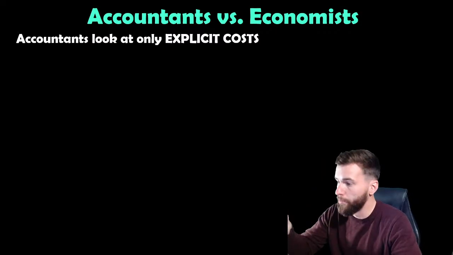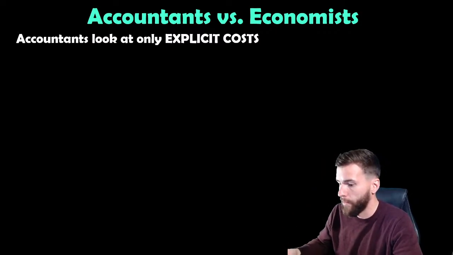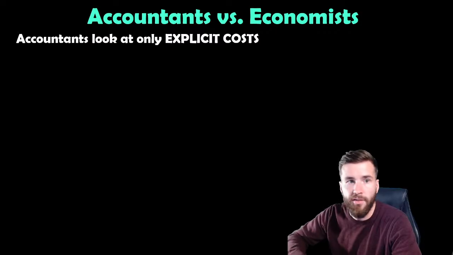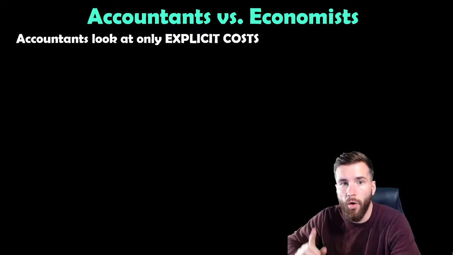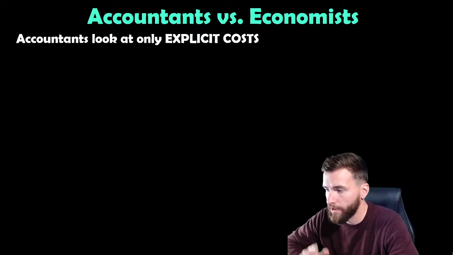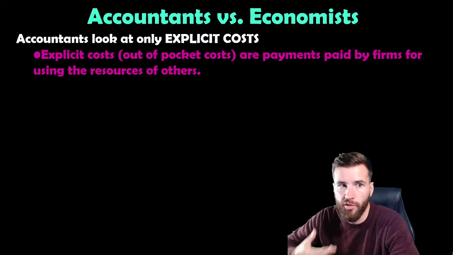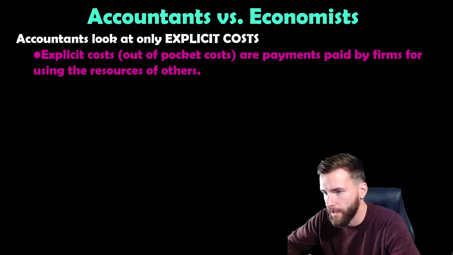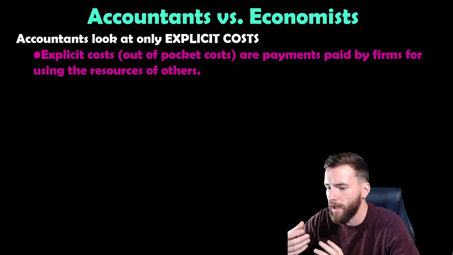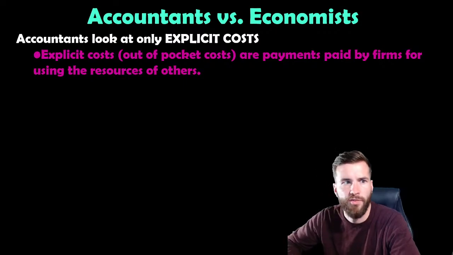Accountants are numbers, green or red. Money coming in, money coming out is the general idea. So accountants only look at explicit costs when they're calculating profit, okay? So what is an explicit cost? I've used that word a lot, and I'm using it more and more in macro in the last few years, just to get you guys ready for this.